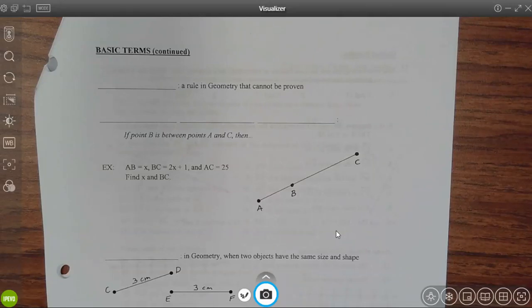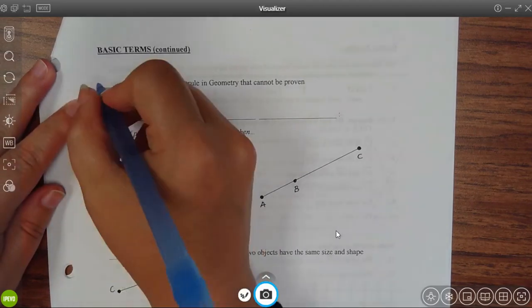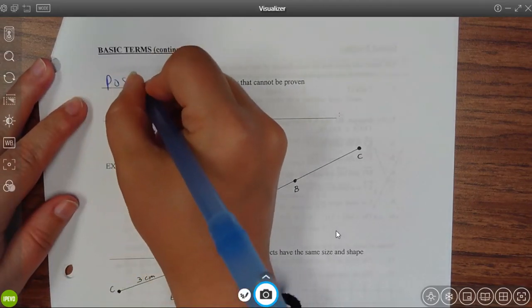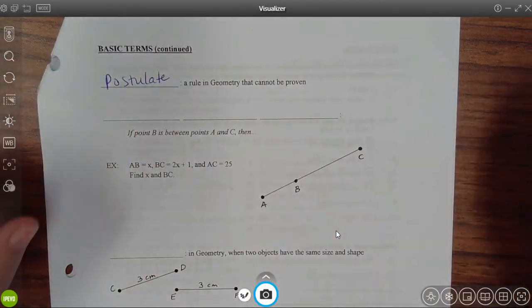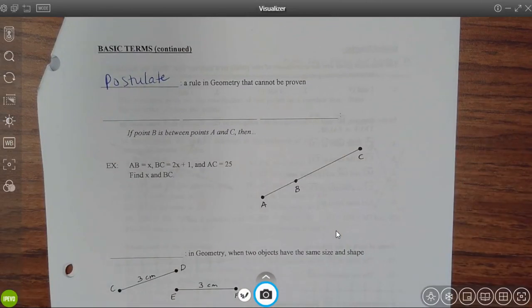Hi, today we're going to continue looking at basic terms in geometry. We're going to look at something today called a postulate, which is simply a rule in geometry that cannot be proven. These are very important statements that we will be using throughout the course.